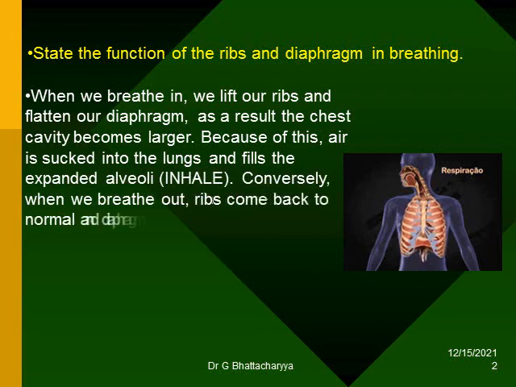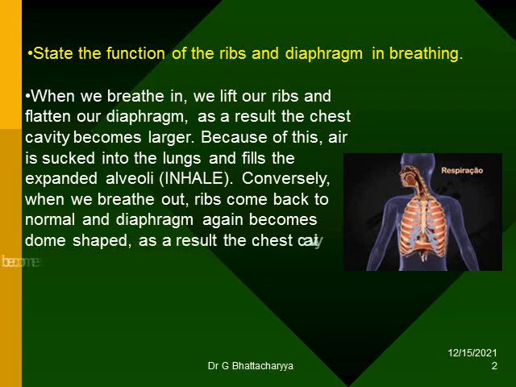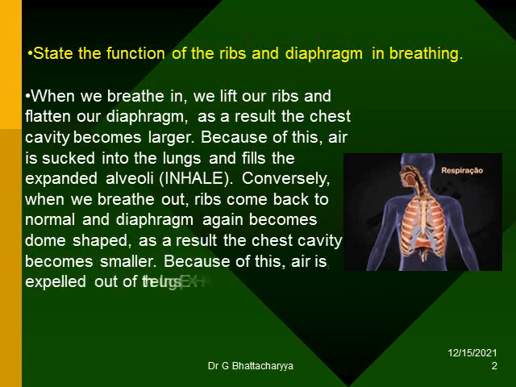Conversely, when we breathe out, ribs come back to normal and diaphragm again becomes dome-shaped. As a result, the chest cavity becomes smaller. Because of this, air is expelled out of the lungs.